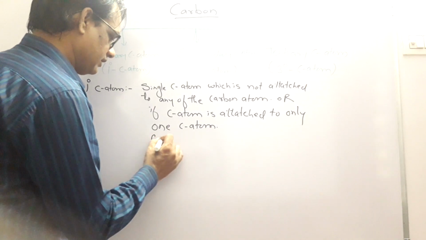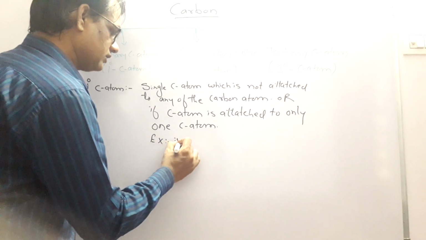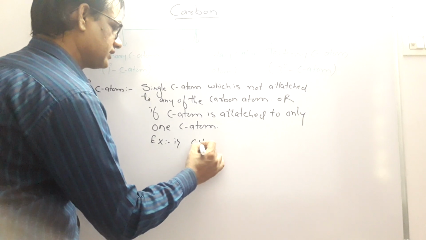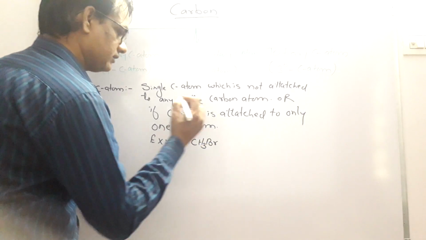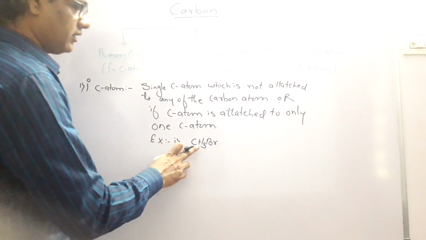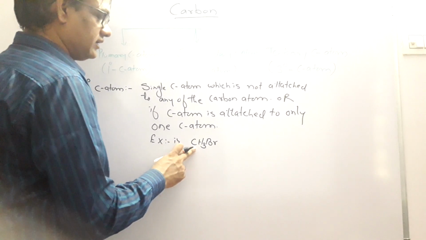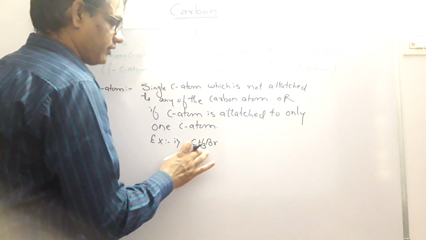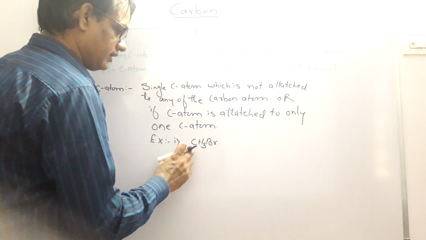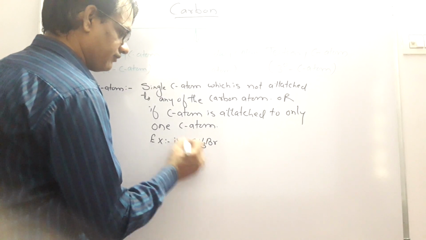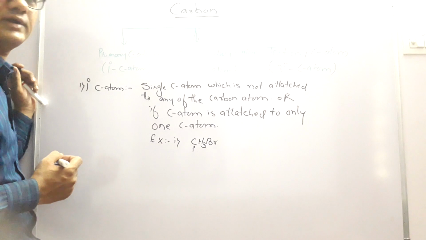We can take a simple example. For example, number 1, simply CH3Br. This is one example. Here only one carbon atom is there. This carbon atom is attached to 3 hydrogen and 1 bromine atom, so therefore this will be a primary carbon atom. We can denote it as 1 degree carbon atom.